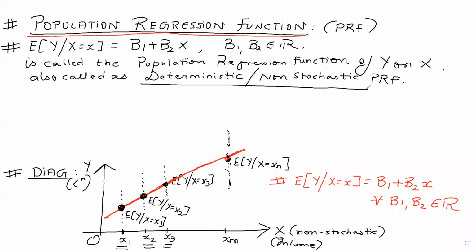Guys, why is it called deterministic? It is called deterministic because I know all the values on the right hand side. I know the value of b1, I know the value of b2, I know the value of x. Since I know all the values on the right hand side, hence this function is a deterministic or non-stochastic population regression function. Okay, so I hope students have understood this. You can now write capital B1 and capital B2 are called the regression coefficients.